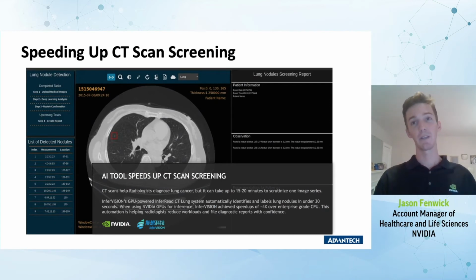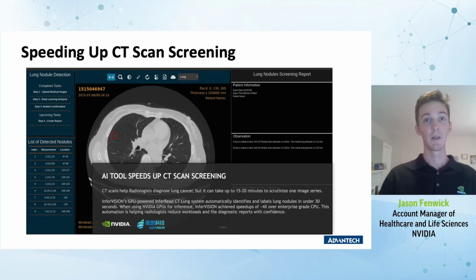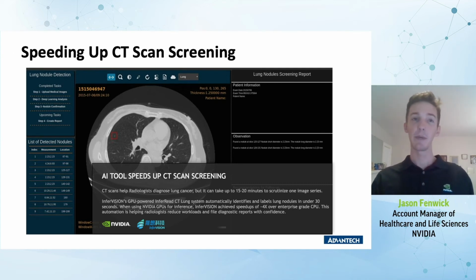The World Health Organization cites lung cancer as the most common cause of cancer deaths worldwide. CT scans help radiologists diagnose lung cancer, but it can take up to 15 to 20 minutes to scrutinize just one image. InfraVision's GPU-powered AI automates CT scan processing and creates a lung nodule diagnostic report in less than 30 seconds. This automation is helping radiologists reduce workloads and finalize diagnosis reports with confidence. And for patients, it means faster time to diagnosis.